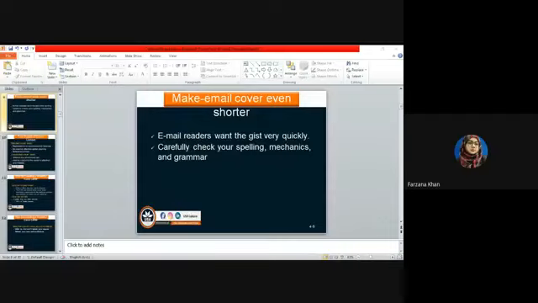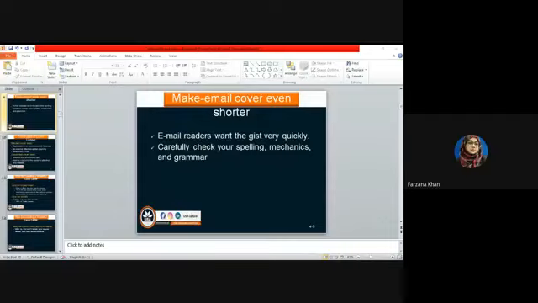Remember that email readers want the gist very quickly. Aim for high quality. So carefully check your spelling, mechanics, and grammar, because these give a non-verbal message to the other person about how well organized, how responsible, and how competent you are. Employers usually complain about the declining quality of written communication, including cover letters.